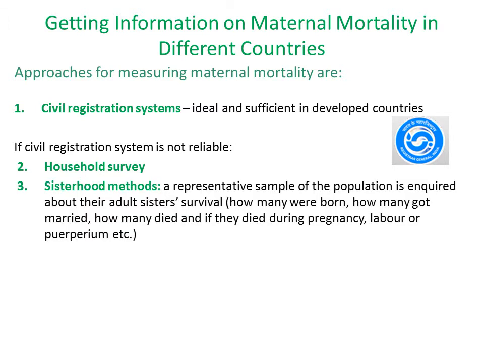Sisterhood methods. Again, a representative sample of population is taken and then they are inquired about the adult sister's survival. That is, how many sisters were born, how many are alive, how many were married, how many have born children, if they have died, and if they have, did they die during pregnancy or during labor or during preterm, etc. So the information is sought from the population.